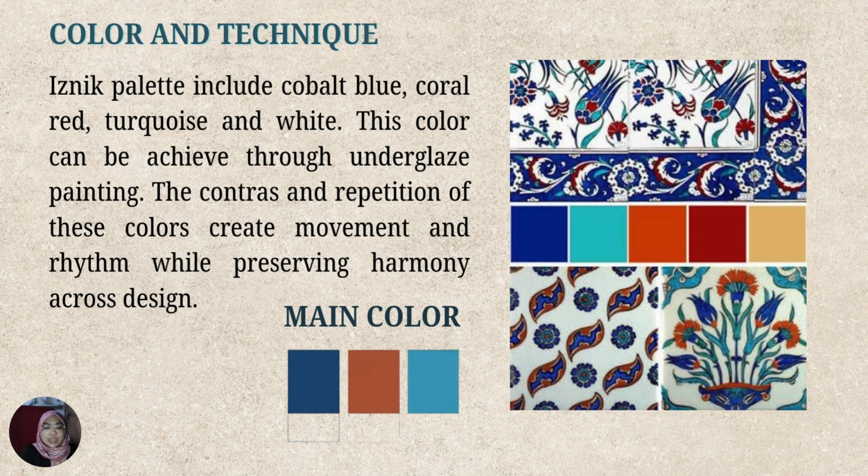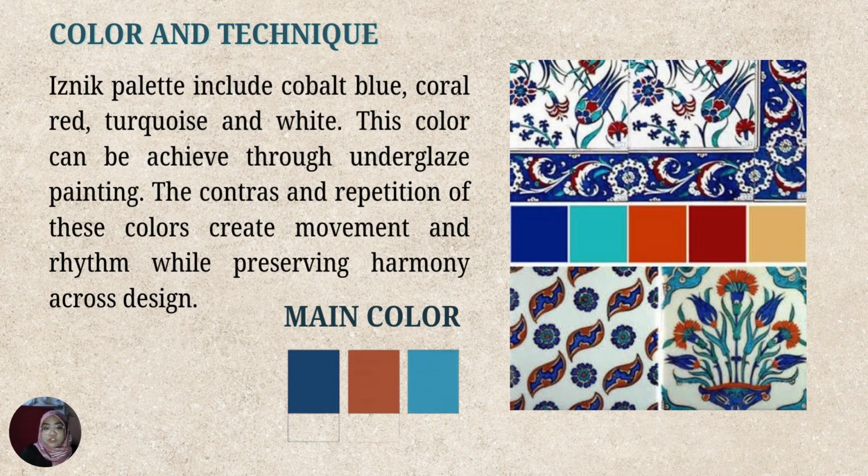Next is the color and painting technique. Traditional Iznik ceramic uses a distinct palette: cobalt blue, coral red, turquoise, and white. These colors were created using underglaze painting, which means the colors were painted before the glaze was applied and then fired at high temperatures. This made them long-lasting and vibrant. Cobalt blue is the most dominant color. It represents calmness and depth.